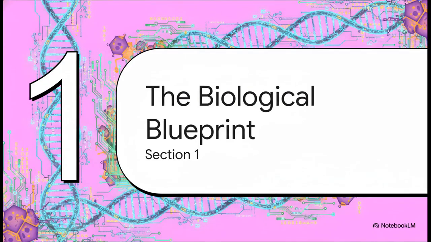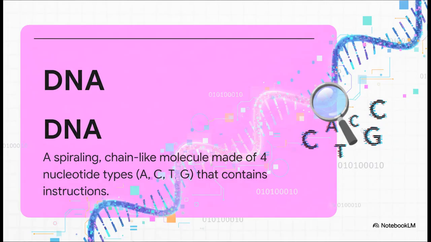So, before we can really wrap our heads around the digital side of things, we've got to start with the original source code, life. Let's do a quick refresher on some high school biology. At the very heart of every living thing, you have DNA. You can think of it as the ultimate source code, right? It's this massive instruction manual for how to build an organism, and it's written in a surprisingly simple four-letter alphabet: A, C, T, and G. These are the absolute fundamental building blocks of life.